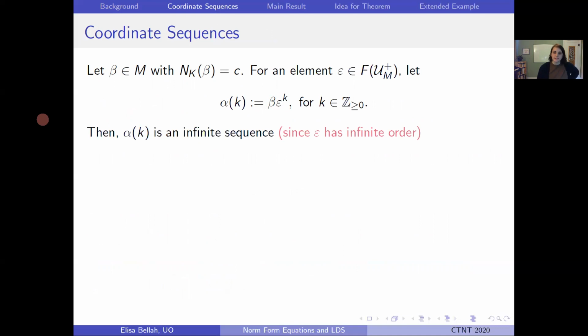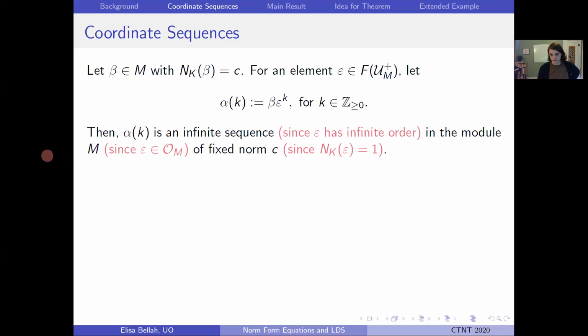Observe that this is actually an infinite sequence because I chose a unit of infinite order. I chose this in the free part. For every power k, this stays in my module because I chose my unit to be an element in the coefficient ring. And also all of these elements are of fixed norm C because I chose a unit in the positive unit group, so it has norm 1. So I found this infinite sequence of elements in my module of fixed norm C.